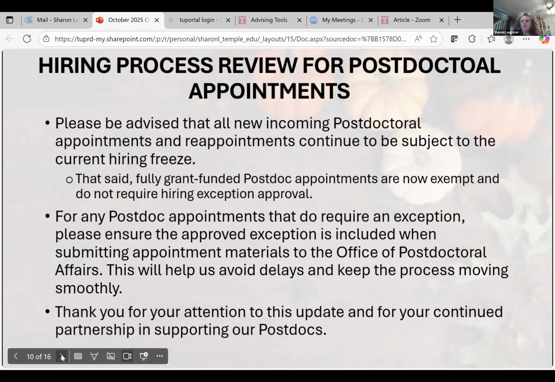This is new. I'm just reiterating this. So all postdocs that are paid on a fully grant-funded appointment position are exempt and do not require the hiring exception approval. For all other postdocs that do require it, you're just making sure that you're including that hiring exception approval when you're submitting the appointment to my office. I've been asked about this, so that's why I'm just reiterating. So grant funded do not need the hiring exception approval, but all others do.